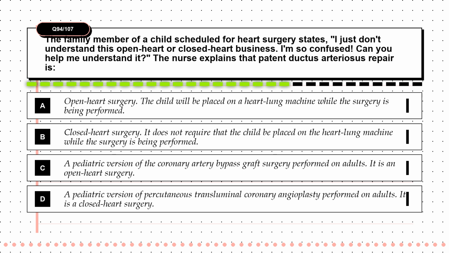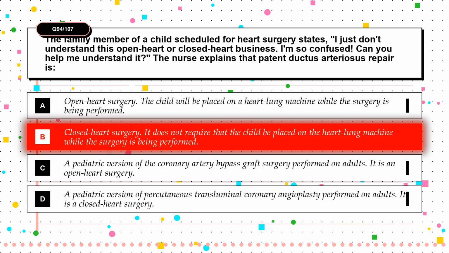Here are the options. Option A. Open heart surgery. The child will be placed on a heart-lung machine while the surgery is being performed. Option B. Closed heart surgery. It does not require that the child be placed on the heart-lung machine while the surgery is being performed. Option C. A pediatric version of the coronary artery bypass graft surgery performed on adults. It is an open heart surgery. Option D. A pediatric version of percutaneous transluminal coronary angioplasty performed on adults. It is a closed heart surgery.